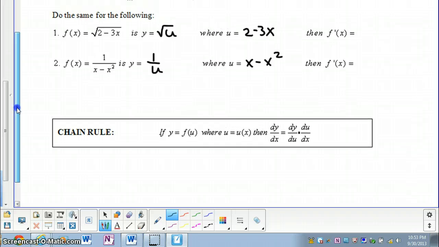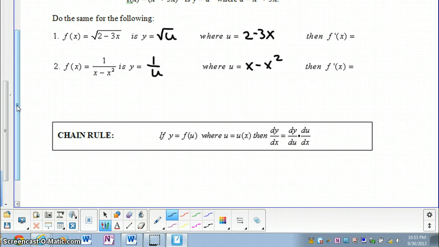Alright, let's try to derive these two problems here. Let's start with number 1 and find our derivative. Remember, this is a notation as well for derivative, or f prime of x. And I have my square root of u. I'm going to go ahead and change that to u to the 1/2, just like when I was using the power rule. It makes it easier to use that power rule.